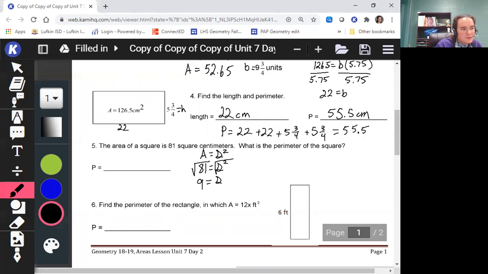9 units. But we need our perimeter, and we have a square. And remember that a square has 4 sides and they all measure the same thing. So 9 plus 9 plus 9 plus 9. And that gets us 36 centimeters.